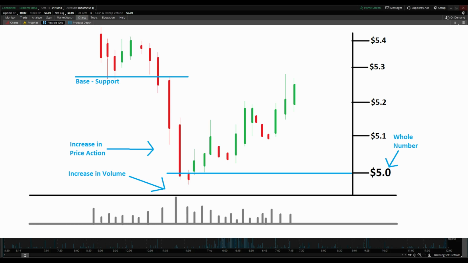So what I want to do is look for those whole and half dollar numbers as my area to anticipate a reversal at. Now, it's not always going to be whole and half dollar numbers. You have to adjust that based on the situation.